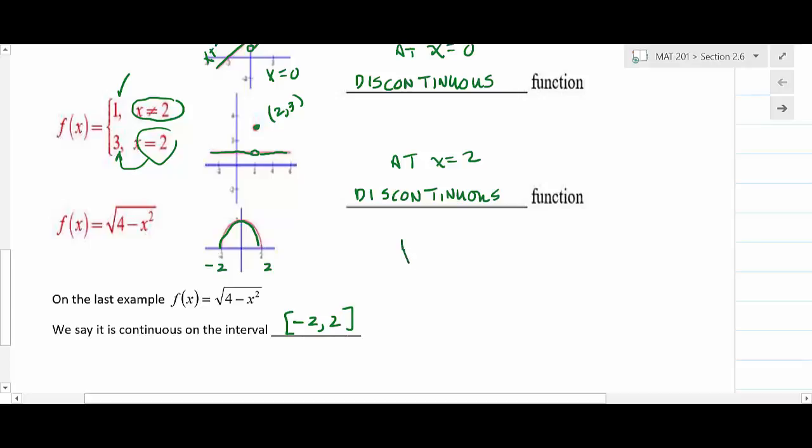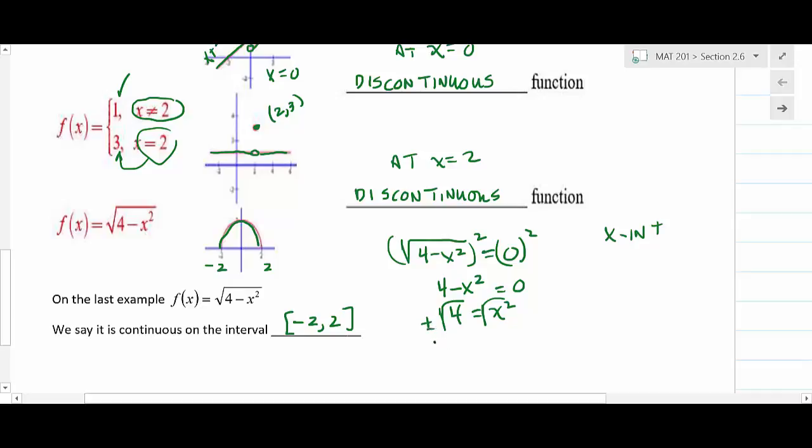And what happens in this particular problem is the reason I'm coming up with this. If you wanted to find an x-intercept, you set the function equal to 0. Then if we squared both sides, the radical would go away. We'd have 4 minus x squared equals 0. We could add x squared to both sides, and then we can square root both sides, which gives us plus or minus 2. So it has two intercepts. So that's why that graph looks the way it does. Okay?